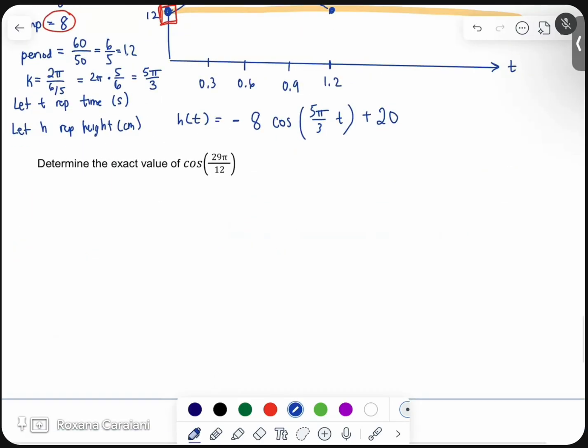My final question here, I wanted to include at least one type of trig identity in this mini review. So we're going to do an exact value question that involves the compound angle formulas.